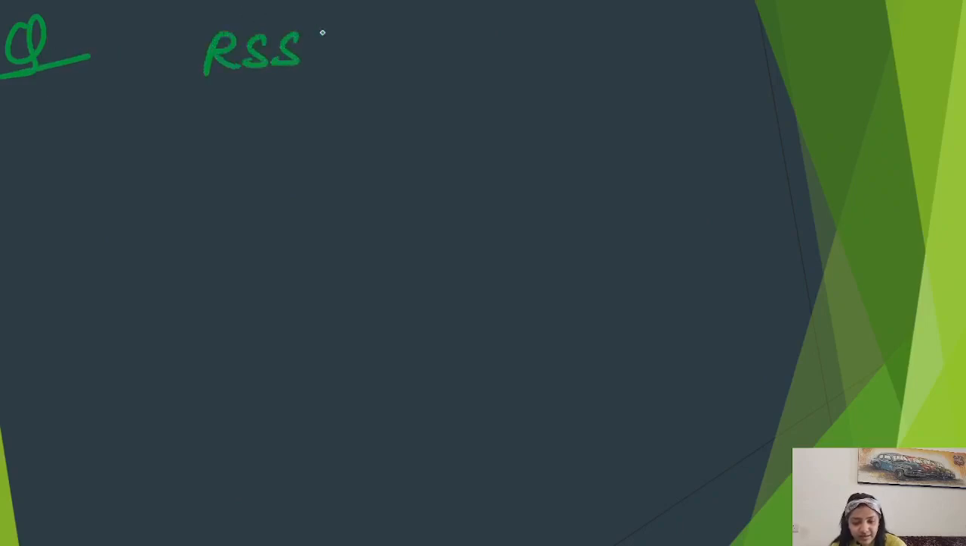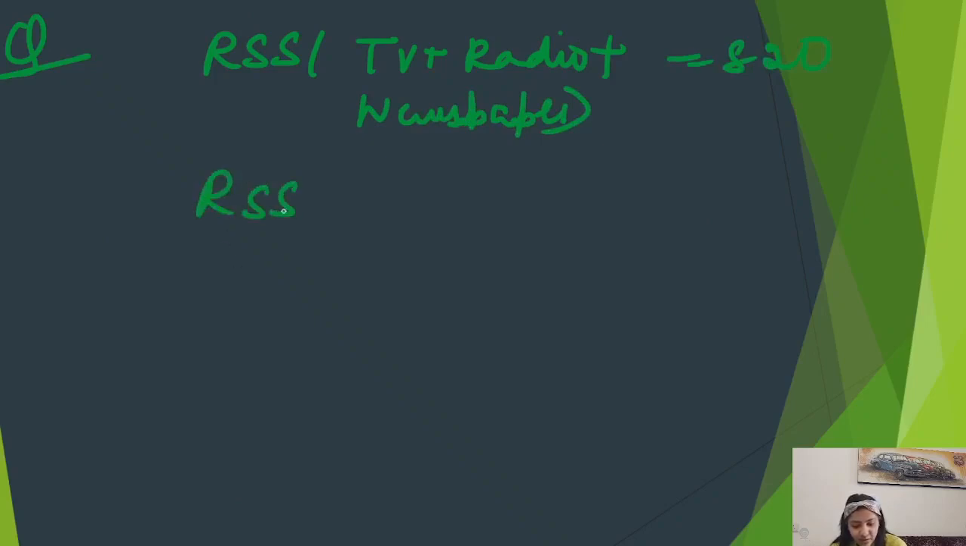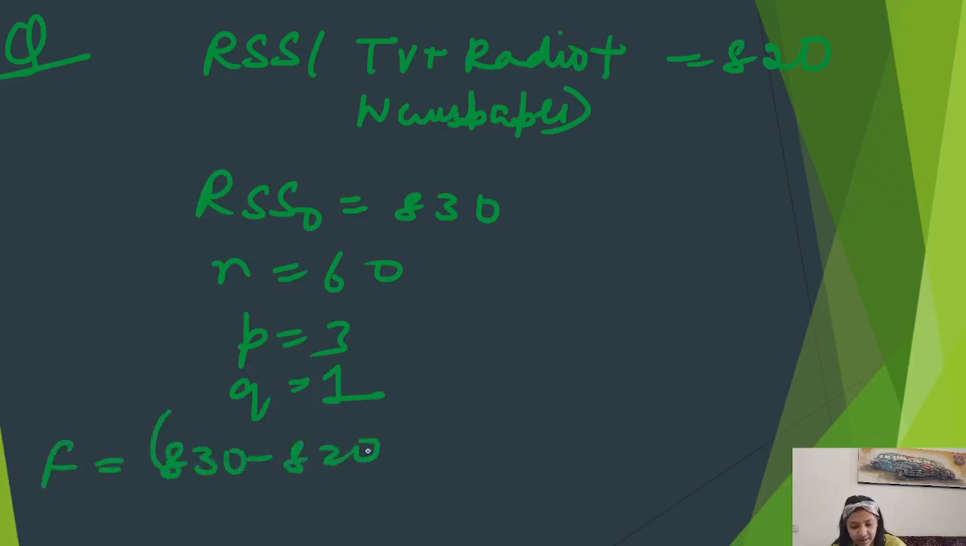Let's take another example based on partial F test. सपोज हमें RSS की वैल्यू गिवन है, सपोज सेम मॉडल है हमारे पास जिसमें 3 प्रेडिक्टर्स हैं, टीवी, रेडियो एंड न्यूज़पेपर. Let us suppose the value of RSS is 820, which is given. The value of RSS naught is 830. Number of observations 60. P is 3. Q is 1. Now these are the values given. Compute the partial F test value, which is 830 minus 820 divided by 1 upon RSS, which is 820 divided by N minus P minus 1, which is 56.